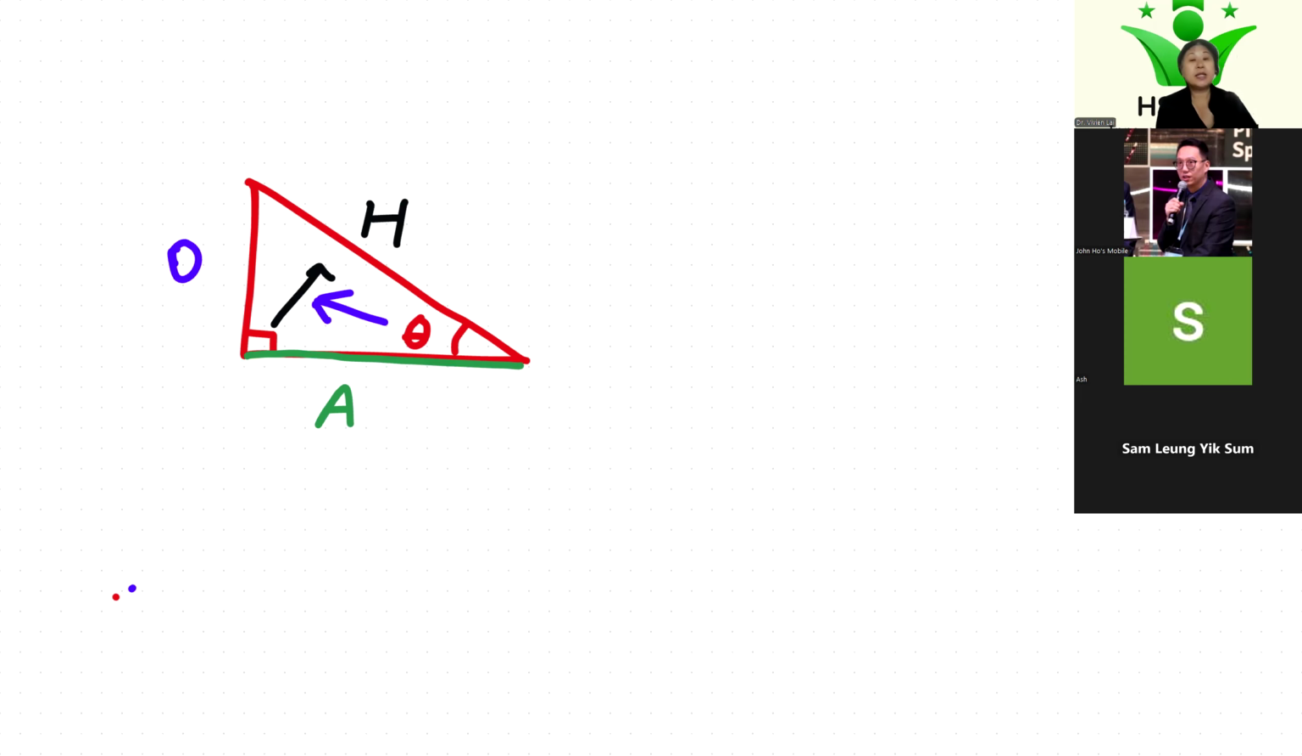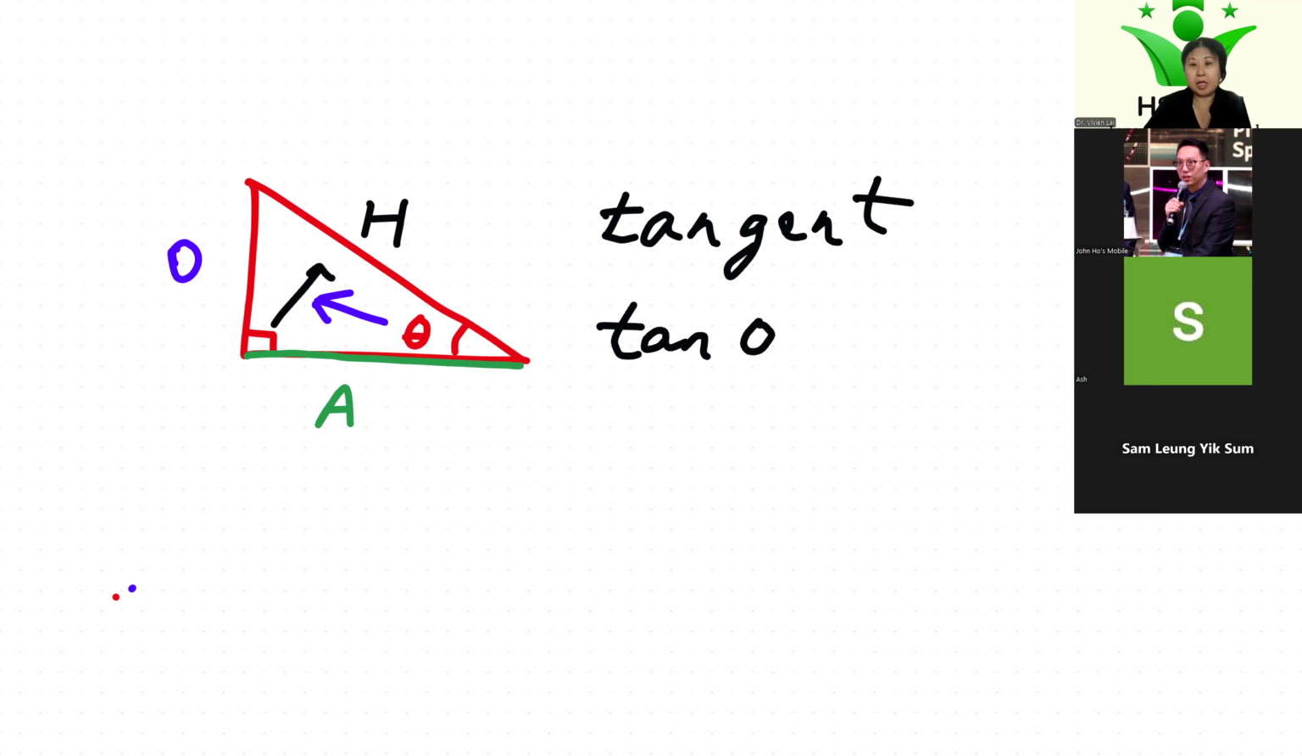So now we go for sine, cosine, tangent. So tangent theta is equal to O over A. You need to remember it is O over A. It has to be remembered.